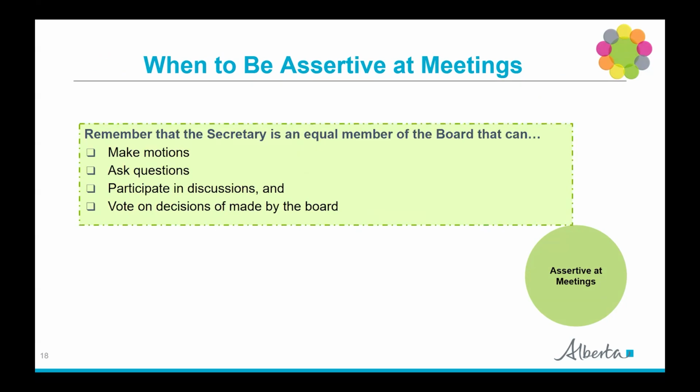Here is a final point on assertiveness at meetings. As we mentioned earlier, it is important to note that the board secretary is a board member too. The board secretary participates in the discussions and decision-making of the board like all other board members. This means the board secretary can make motions, ask questions, participate in discussions, and vote on decisions of the board. When the board secretary needs to do this, sometimes they should have someone else on the board take the minutes and act as the board secretary while they exercise their other non-board secretary roles and responsibilities.